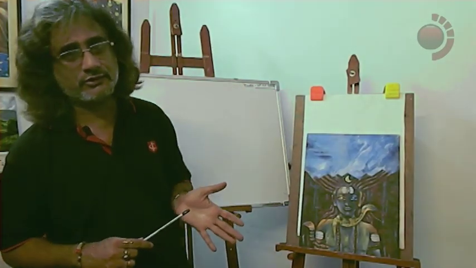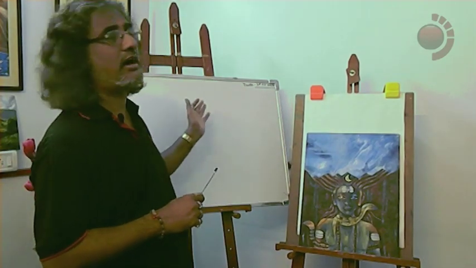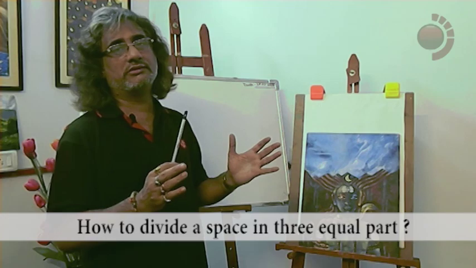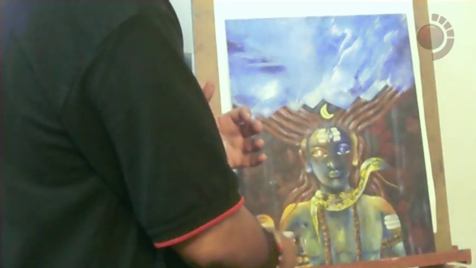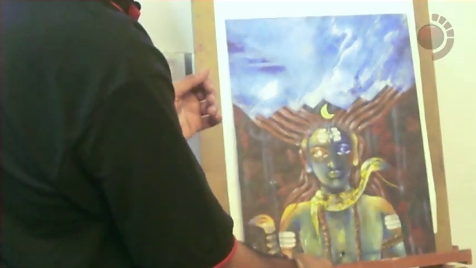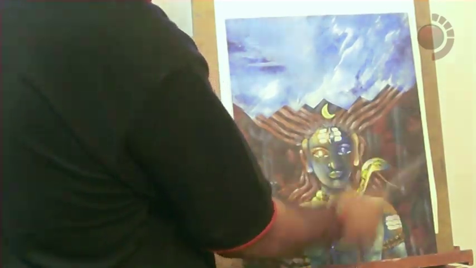So my dear friends, those who are looking at this session can see the painting in front of me. As I have shown you before, on this board, how to divide a space in 3 equal halves. Now, the demonstration of that will be done over here through a painting which has already been finished. This is a painting of Lord Shiva. If we put an imaginary line AA over here and BB over here, now see, we get 1, 2, 3, and 4.